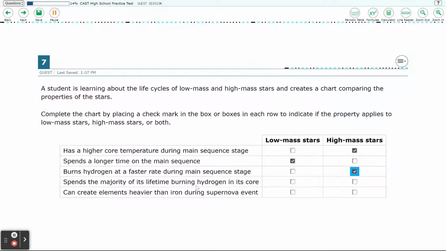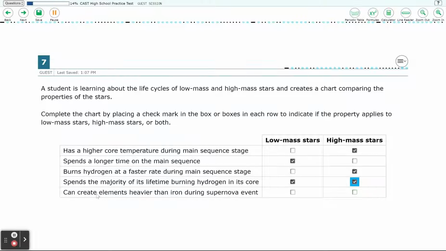Spends the majority of its lifetime burning hydrogen in its core. Well, the only other time that's considered part of their life is when they're fusing helium into carbon, into magnesium, and so forth, up to iron. And that period, the red giant phase, happens very quickly compared to the rest of the life. So that would actually be both of them. Even though high mass stars have a quick main sequence phase, they have an even quicker red giant phase.